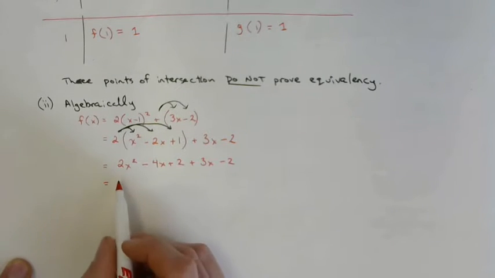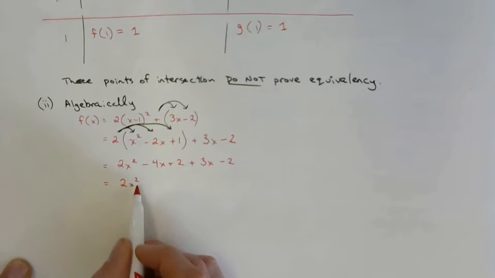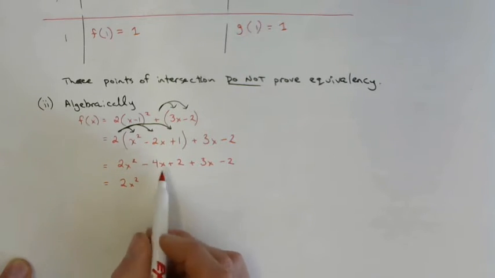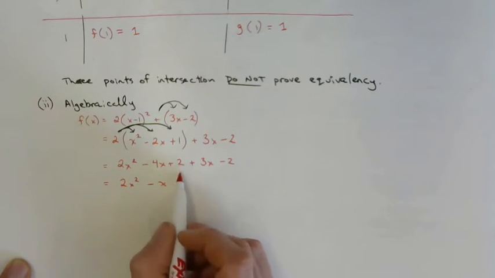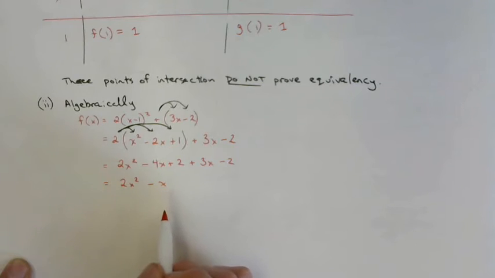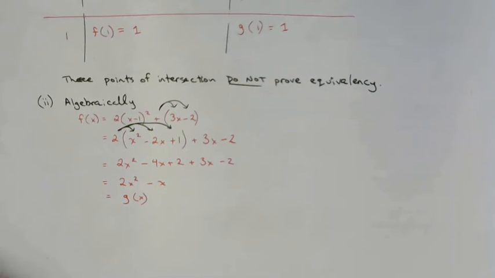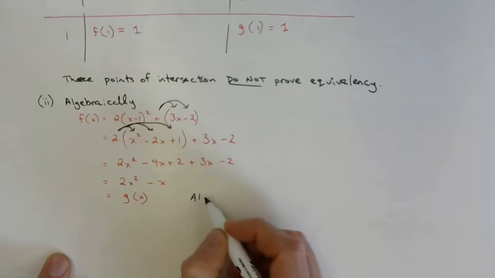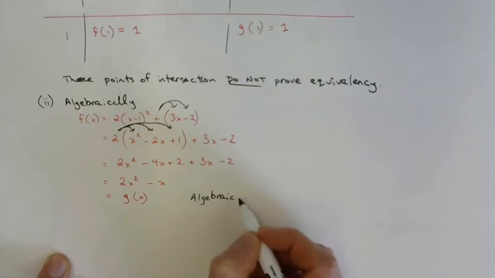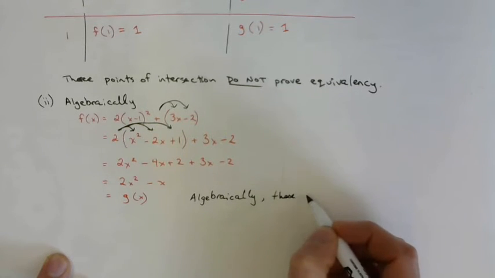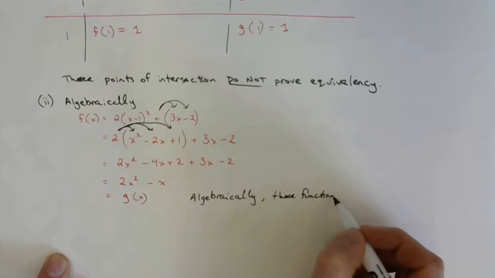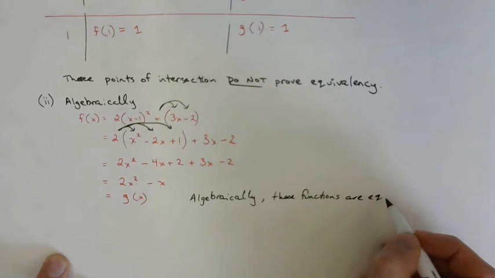And now we're grouping like terms. I have one x squared term, which is 2x squared. And then I have negative 4x's and positive 3x's, which is negative x. And then for the constants, I have positive 2 and negative 2, so they're going to be 0. And what are we left with? It's the same as g of x. Wow. Equivalent. Algebraically, these functions are equivalent.